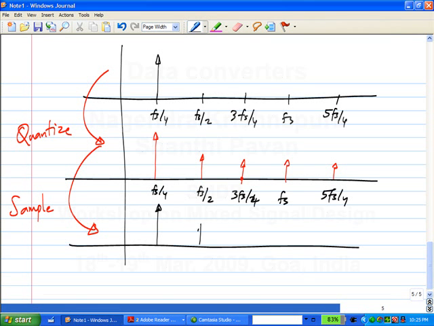What happens to 3 Fs by 4? Where will it come to? Fs by 4. What will happen to the tone at Fs? It will go to 0. 5 Fs by 4? Fs by 4. So actually there will be only 3 tones in this case. You will have something at 0, something at Fs by 4, something at Fs by 2.